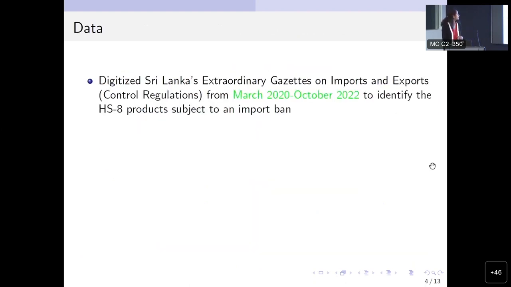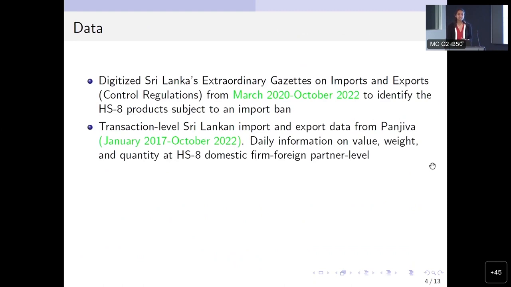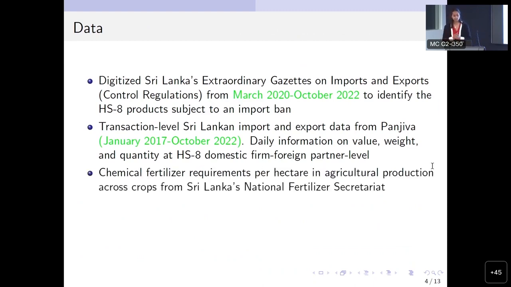So for this, we digitized Sri Lanka's extraordinary gazettes on imports and exports from March 2020 to October 2022 to identify the HS8 products that were subject to an import ban. At the same time, we access transaction-level daily Sri Lankan import-export data at the firm-to-firm level between January 2017 to October 2022. We have daily information on value, weight, and quantity at the HS8, domestic firm, foreign partner level.